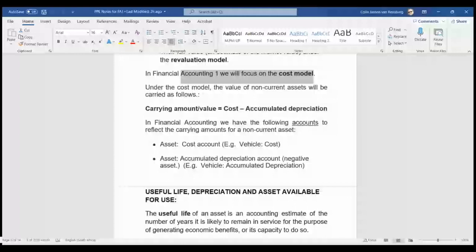Lucanio, it becomes a negative asset because it reduces the cost, in other words, the positive value of the asset. So you need two ledger accounts which combine to give you the carrying value or the carrying amount. What does the first account contain? Your first general ledger account, what does it contain?